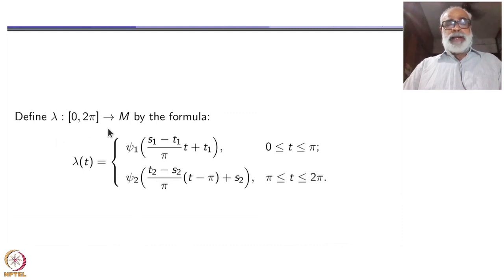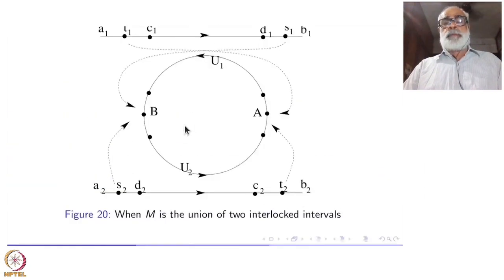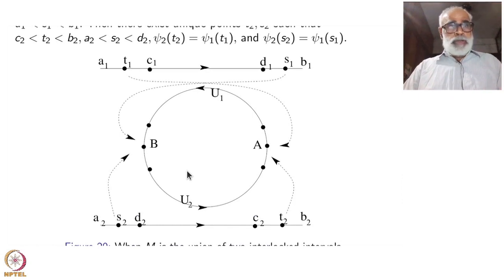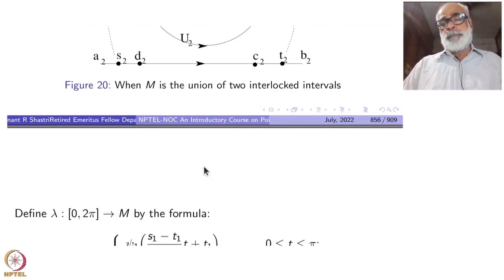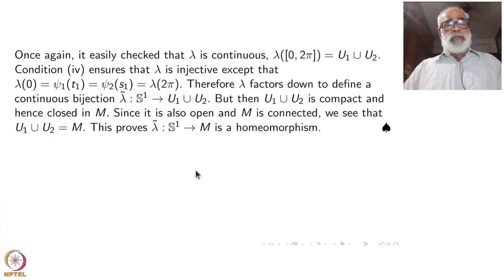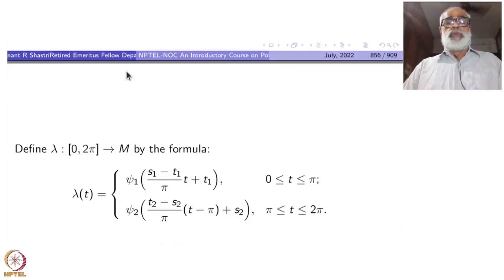S1 is compact, M is Hausdorff, therefore this is a homeomorphism onto its image. It is not surjective, we don't know that one. It is a homeomorphism onto its image, and the image is your union U1 union U2. That much is covered. But then U1 union U2 is open as well as being compact, so it is closed also. Therefore, it must be the whole space because M is assumed to be connected. So every bit is used here. So we have completed the proof that M is actually homeomorphic to the circle in this case.